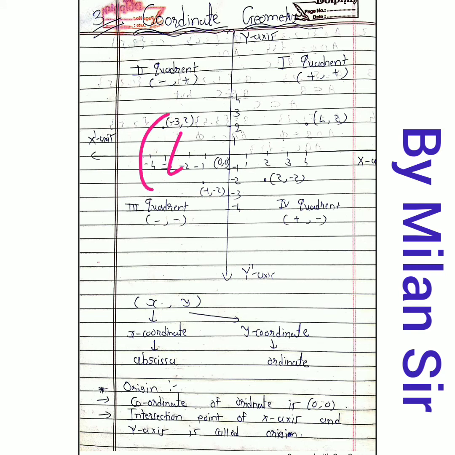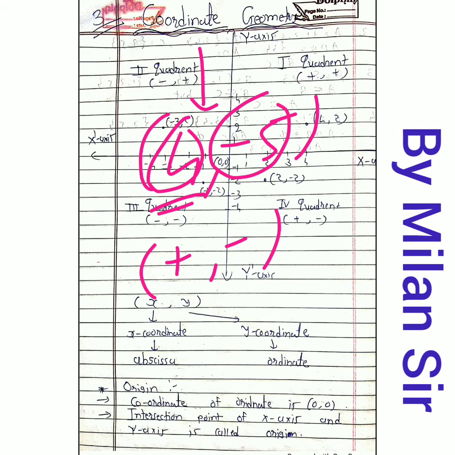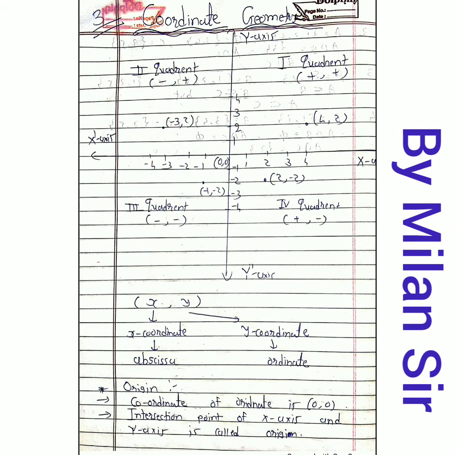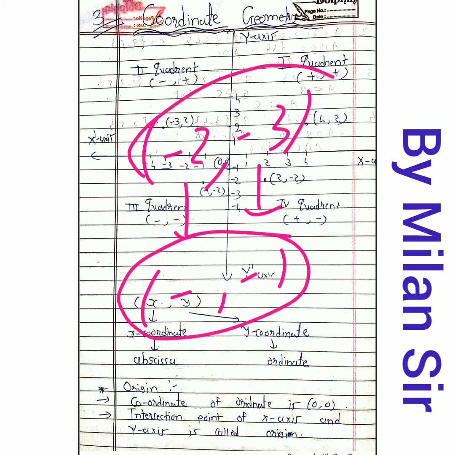If we say 4 minus 5, then the sign of the x coordinate is positive and the sign of the y coordinate is negative, so plus minus. This is the sign of the fourth quadrant, right? Directly we can say that this point (4, -5) lies in the fourth quadrant, because the first sign is positive and the second sign is negative. If I say minus 2 minus 3, both signs are negative, so we can directly say that this point lies in the third quadrant.